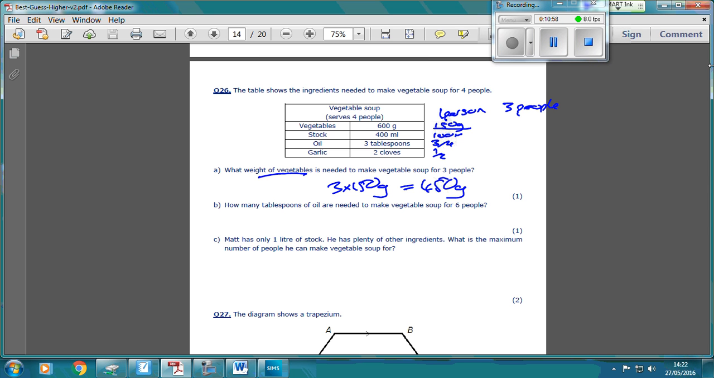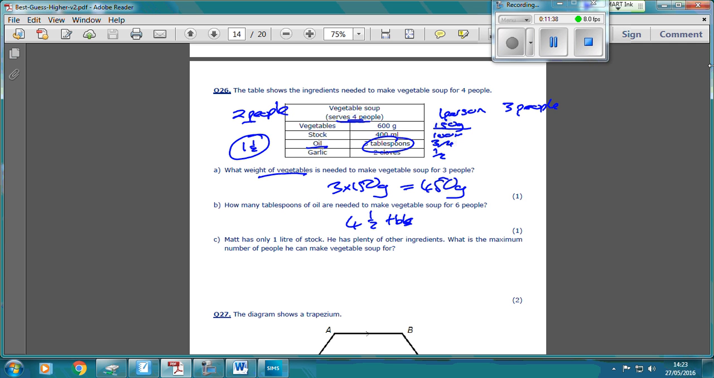How many tablespoons of oil is needed to make 6 people? So if this is for 4 people, if we do the recipe for 2 people, we can add 4 people and 2 people together to get the 6 people. So we need to know the recipe for oil for 2 people. It's 3 tablespoons, so 2 people is going to be half that, 1.5 tablespoons. Then if you add this one to this one, that's going to be 4.5 tablespoons. And that's what we need.